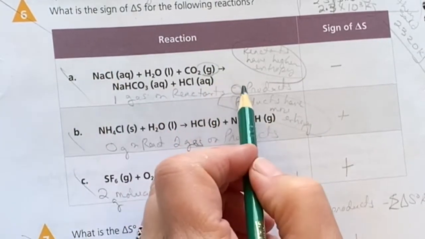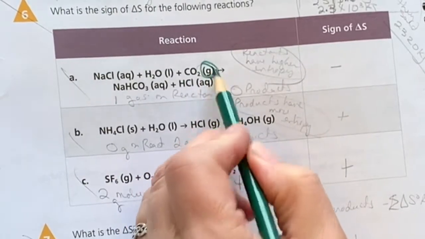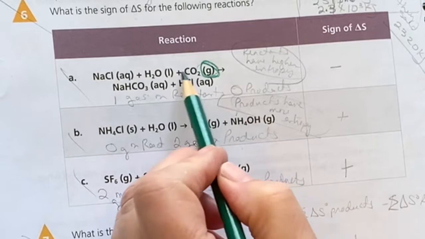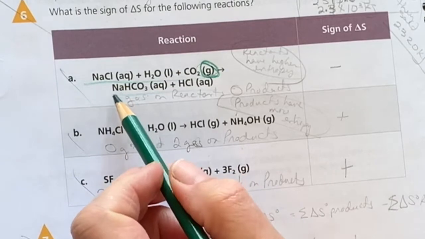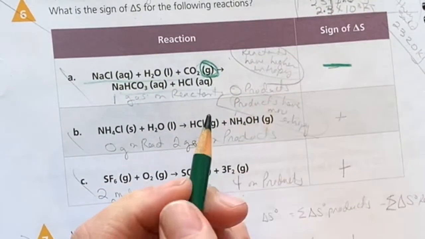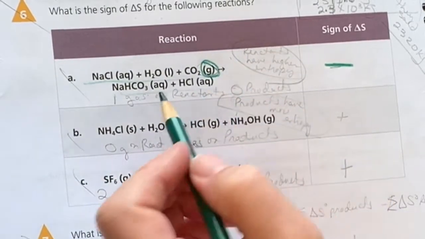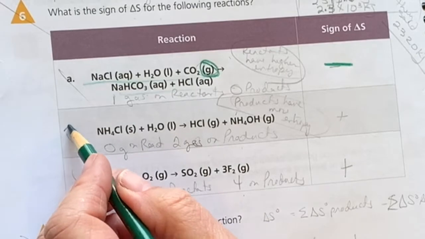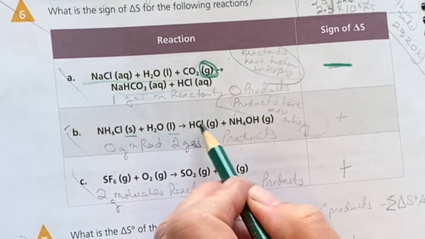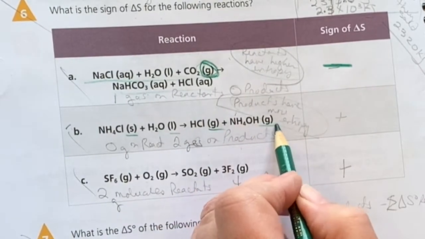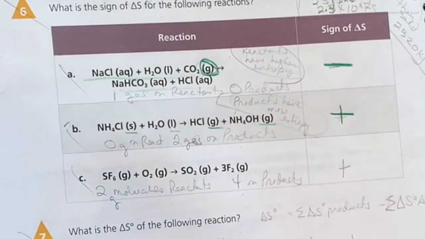So we're looking for if we can find gas in any of these equations. Here's one here on the reactant side, and there are no gas molecules on the product side. The sign is negative. So the reactants have the higher entropy. On B, we're looking at, on the reactant side, we have a solid and a liquid. And on the product side, we have a gas and a gas. So that's obvious. The products have the most entropy, and that would make it a positive.